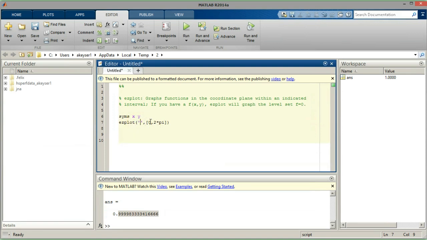So we're gonna put y squared and then minus x to the third and plus x. Okay, so notice something. I'm inputting y squared x minus x cubed plus x.